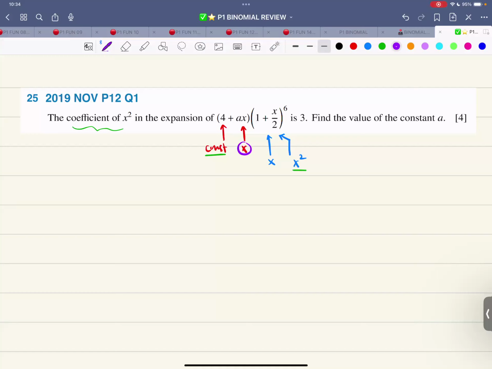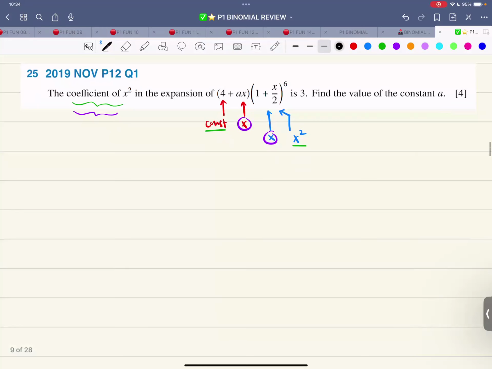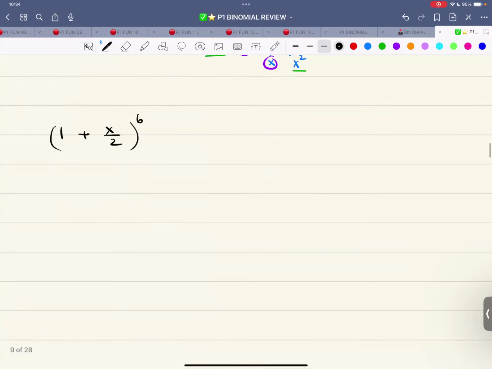This x will multiply with this x, and you will get x. So now this is what you have to do. This is the out-of-box thinking that you need to do. So let me write over here (1 + x/2)^6. I need the coefficient of x, the coefficient of x power 1.